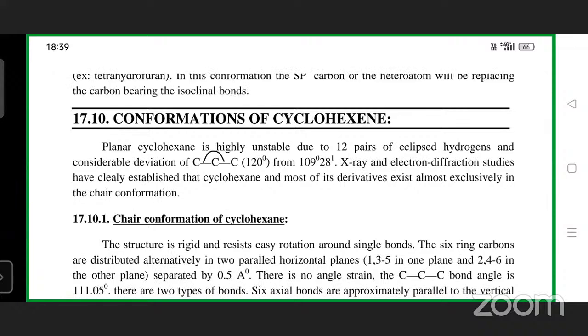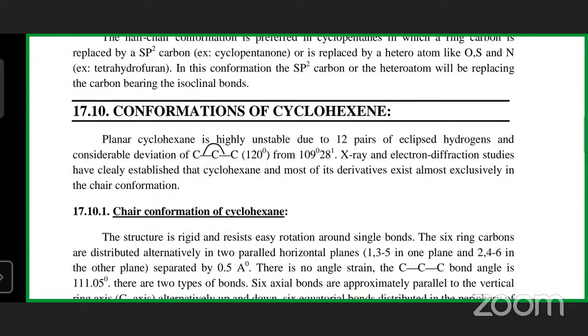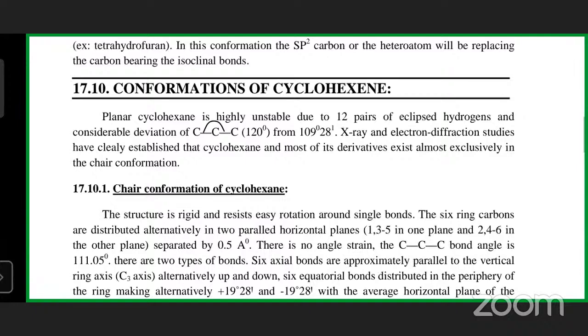So, good evening, all. Today we are going to discuss the conformation of cyclohexanes. In the previous classes, we discussed the conformations of cyclopropane, cyclobutane, cyclopentane, and so on. For the continuation, the next conformations are those of cyclohexane. Generally, all these are cyclic compounds.